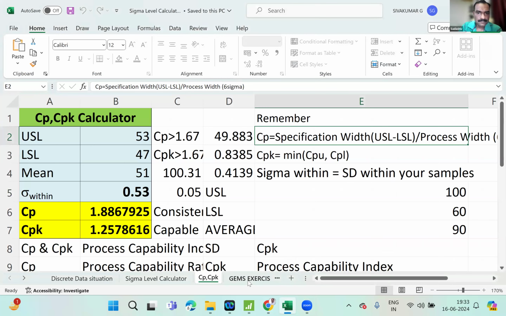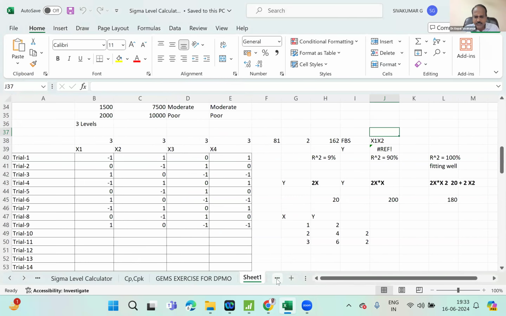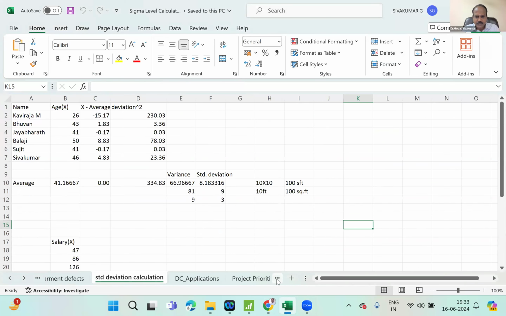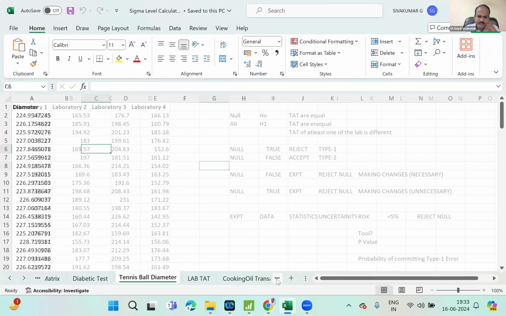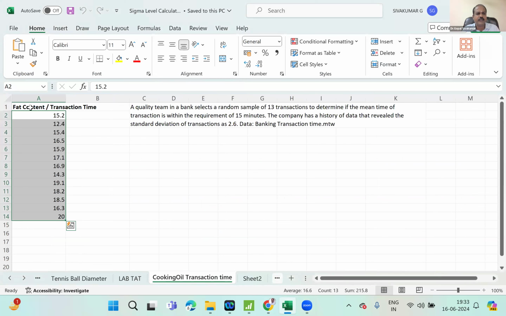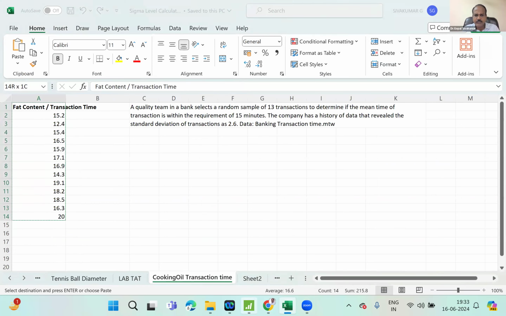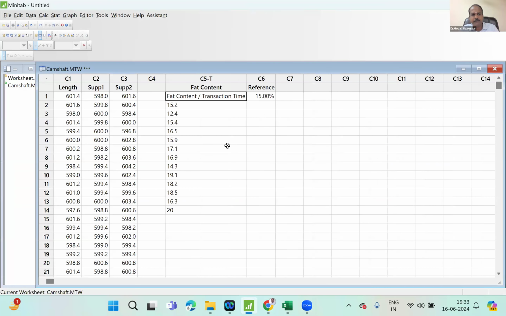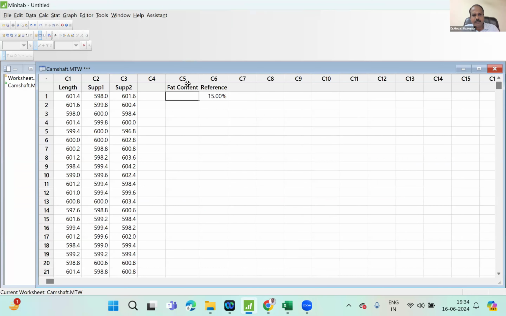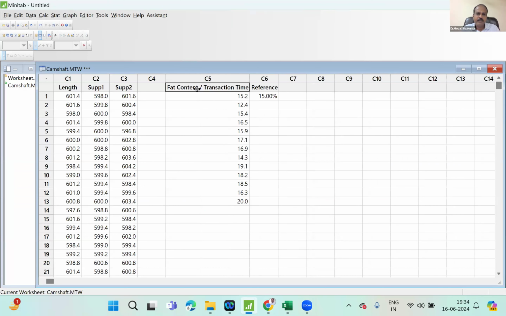So here for the fat content, I have some data. I'm going to use it. So where is that fat content? Cooking oil fat content. You see here, cooking oil problem. So I just copy this and I'm now opening Minitab. You are now seeing my Minitab screen. So this is fat content.